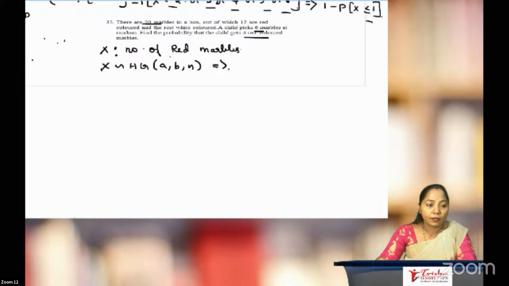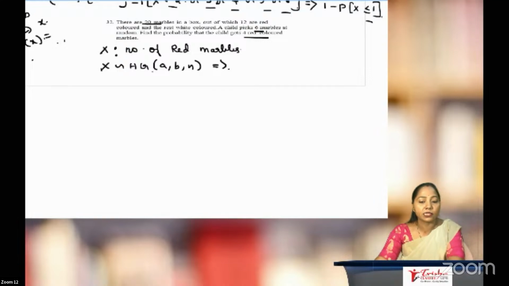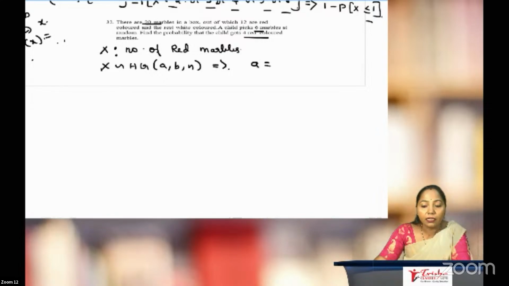In the binomial distribution, I told you, P is for the X that you write. It is P of X. Okay, probability is for the X that you write. In this case, A is related to our random variable X. A will be the number of red marbles given.